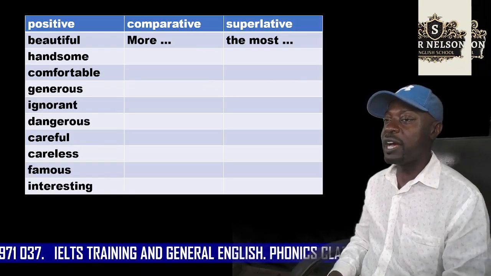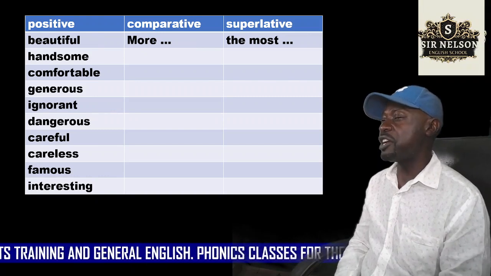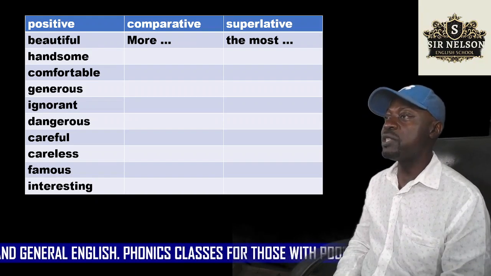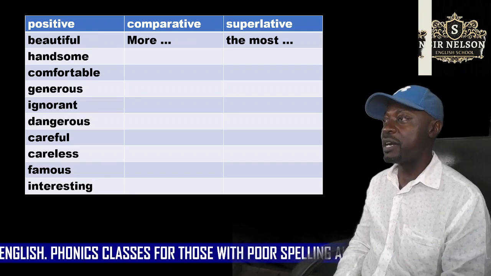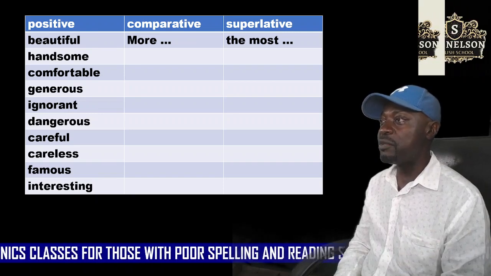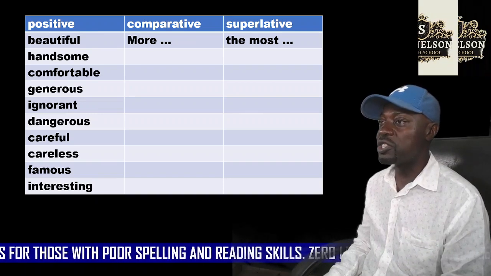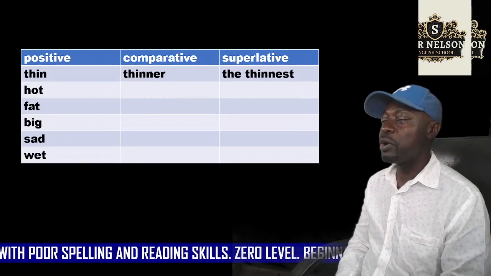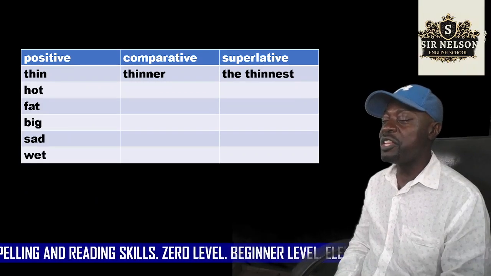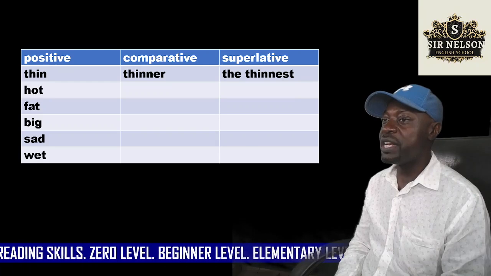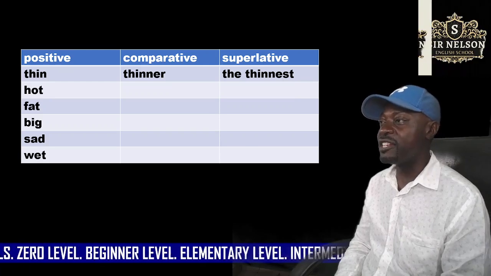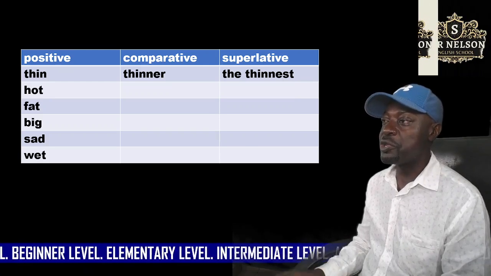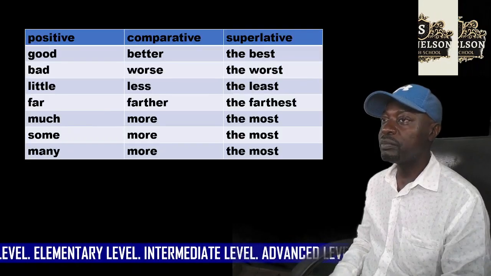These are long adjectives. If the adjective is long, we use the word more in the comparative. In the superlative, we use the word the most. Positive, thin. These very short words, we double the last letter when we are writing. Do that in your notebook.